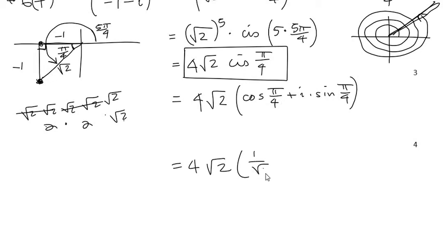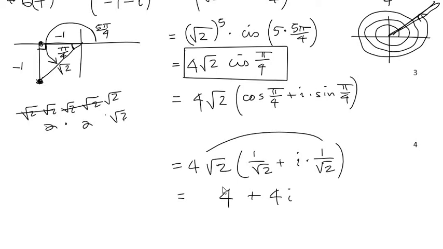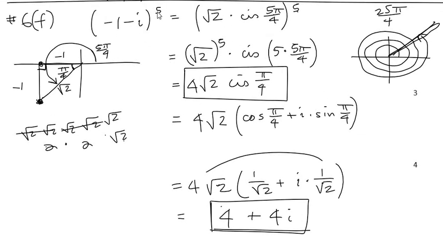Cosine of pi/4 is 1 over root 2. And the sine of pi/4 is 1 over root 2. And so when we distribute there, 4 root 2 times 1 over root 2, the root 2's cancel and just leave us with 4. And same thing happens when we distribute it over here to this coefficient of i. The root 2's cancel and just leave us with a 4 and that i. So there is the Cartesian, or a plus bi form of the answer to the question, what do you get when you raise -1 minus i to the 5th power?